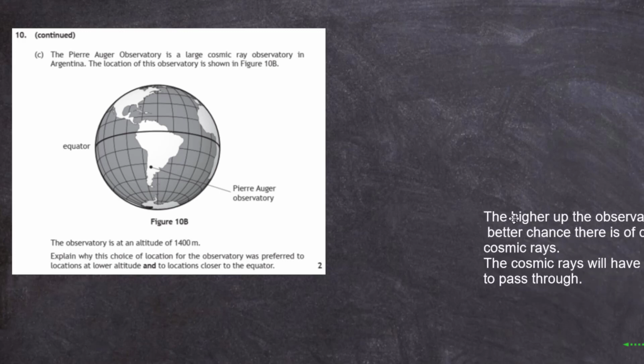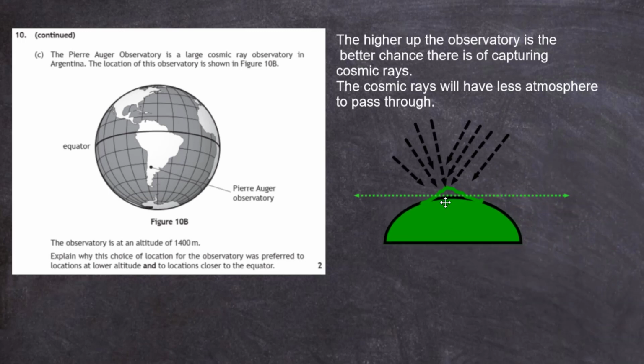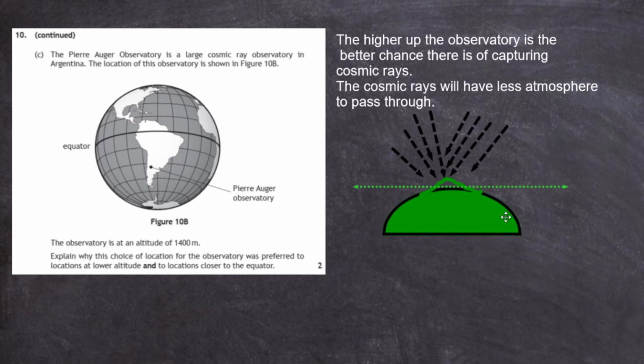First of all, the reason why it's built on a high mountain is because the higher up the observatory is, the better chance there is of capturing cosmic rays. The cosmic rays will have less atmosphere to pass through. Of course, the more atmosphere they pass through, the more the cosmic rays can break up into other particles. So below a certain height, you might not receive any cosmic rays. So that can be summarised in this diagram here. There's the Earth and there's the mountain on top of it. The green dotted line represents the level where it's harder to detect cosmic rays, and you can see that the cosmic rays will be much more collectible at the top of the mountain because they've got less atmosphere to pass through. So that's the simple answer to the first one.